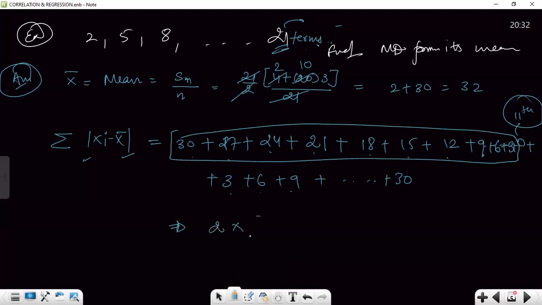You can find its sum: 2 into the sum of the terms, where the number of terms is 10. 10 divided by 2 into (2a plus (n minus 1) d). We can take a as 3, 2a, and n minus 1 is 9, into d, positive 3 this time. 2 cancels 2. This becomes 10 into 6 plus 3 into 11, 33. So 330 is the sum. Okay.